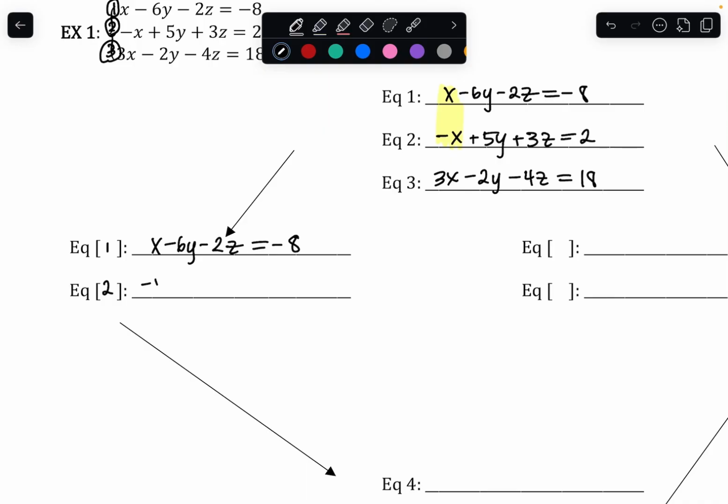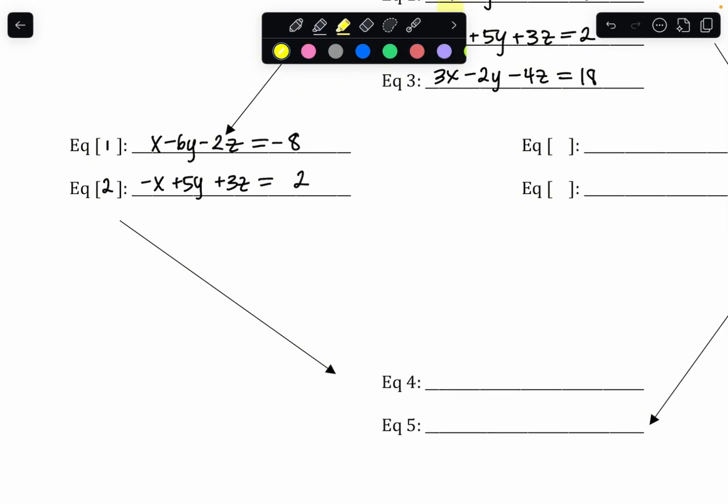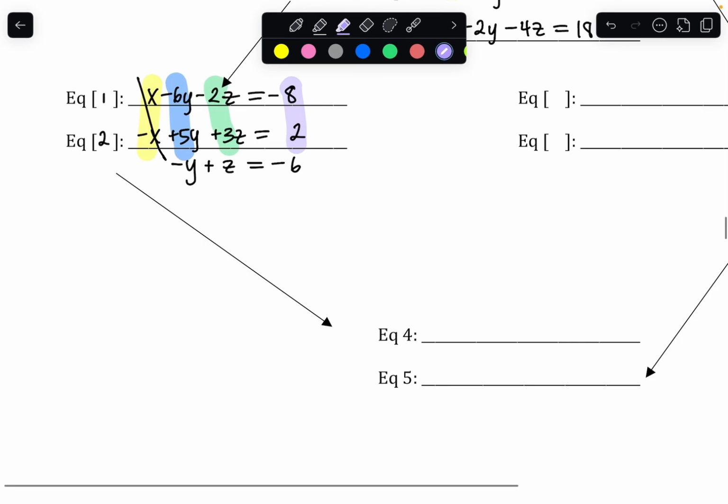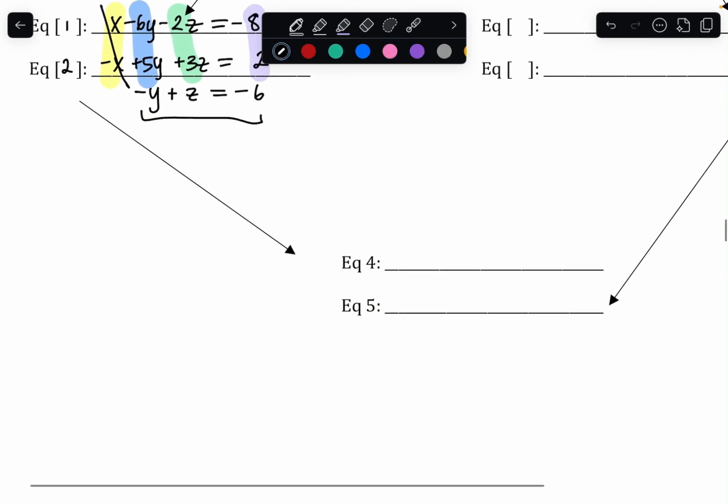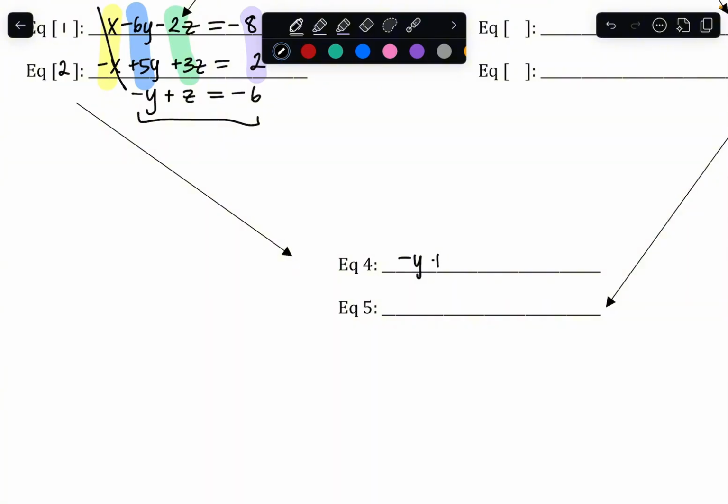So I'm copying those down. Okay, and so usually you have to scale an equation. In this case, we don't. The x's already cancel. And so that leaves me with negative y plus z equals negative 6 when I add the rest of the equations. Okay, and so equation 4 is this 2 variable equation. I'm going to copy it here. Negative y plus z equals negative 6.